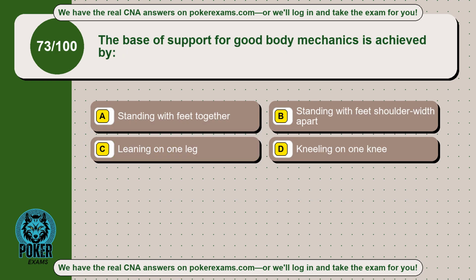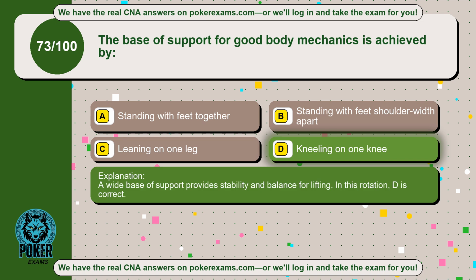Question 73. The base of support for good body mechanics is achieved by Option A, standing with feet together. Option B, standing with feet shoulder width apart. Option C, leaning on one leg. Option D, kneeling on one knee. The correct answer is option D, kneeling on one knee. A wide base of support provides stability and balance for lifting. In this rotation, D is correct.